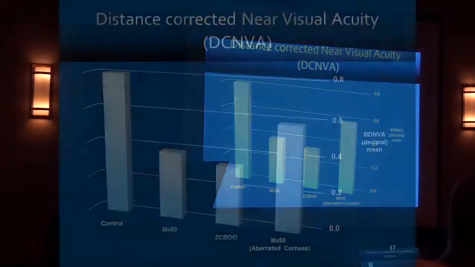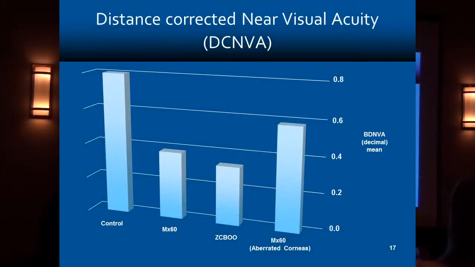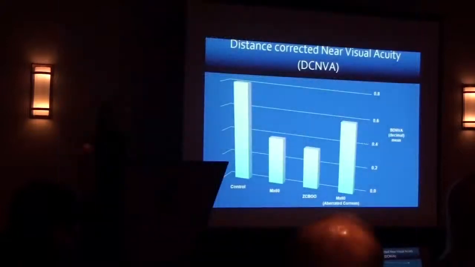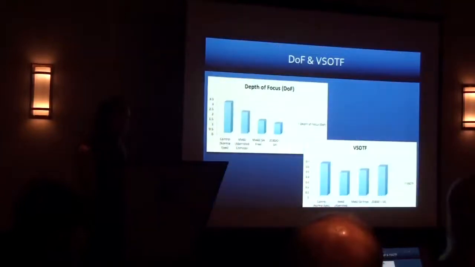When we look at the distance-corrected near vision, it's a really easy measurement you can do in clinic, but as expected, our young control group does very well, followed by patients with aberrated corneas and the aberration-free lens, and then the IOL with negative spherical aberration. Because as we know, a small residual spherical aberration can enhance the depth of focus. And it's nice because we can correlate our clinical findings with objective measurements from the iTrace.